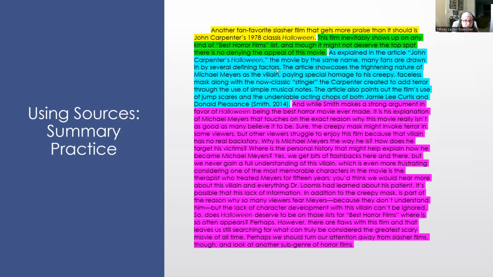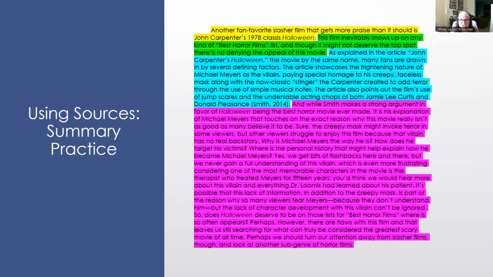The article showcases the frightening nature of Michael Myers as the villain, paying special homage to his creepy faceless mask, along with the now classic stinger that Carpenter created to add terror through the use of simple musical notes. The article also points out the film's use of jump scares and the undeniable acting chops of both Jamie Lee Curtis and Donald Pleasence. And then we get our citation. So this whole part in blue is just a summary of the main points from that essay we just read.